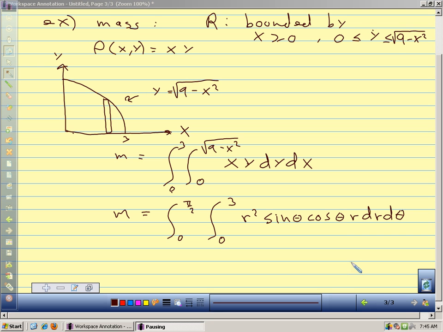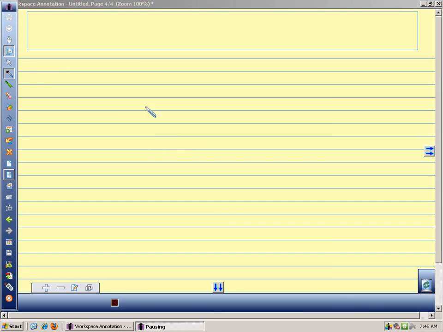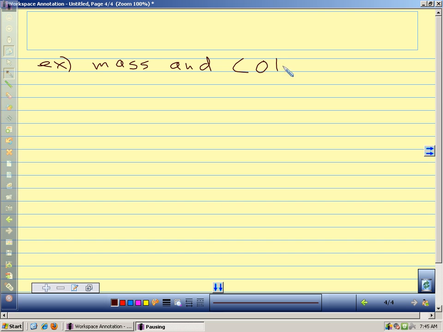So let's look at finding the center of mass, what we need to set up to find the center of mass. Questions on that example? Okay. So we're going to find the mass and center of mass. We're going to set up our integrals for mass and center of mass.